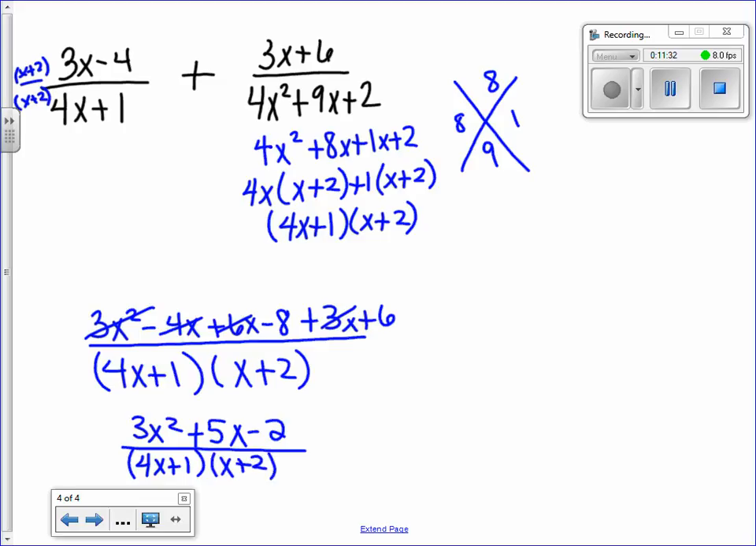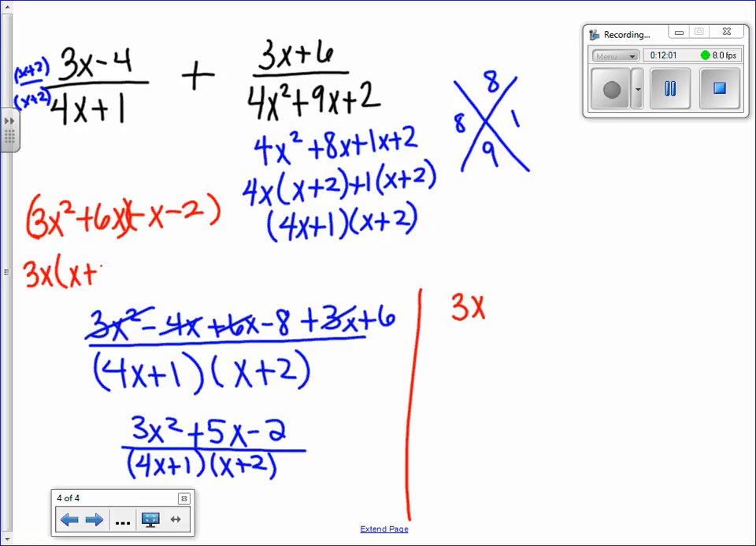Does that factor? Okay, what does that factor to? 3x plus 1 and what? 3x. Alright, well let's just... Okay, so you need a positive 6x and a negative 1x, right? So you take out a 3x and you're left with x plus 2, and you take out a negative 1 and you're left with x plus 2. So it's 3x minus 1, x plus 2.